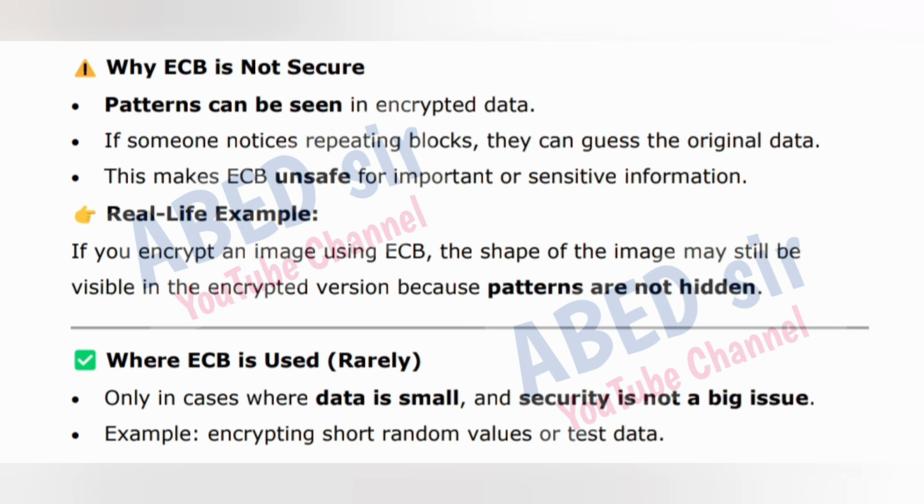Why ECB is not secure? Patterns can be seen in encrypted data. If someone notices repeating blocks, they can guess the original data. This makes ECB unsafe for important or sensitive information. Real-life example. If you encrypt an image using ECB, the shape of the image may still be visible in the encrypted version because patterns are not hidden.